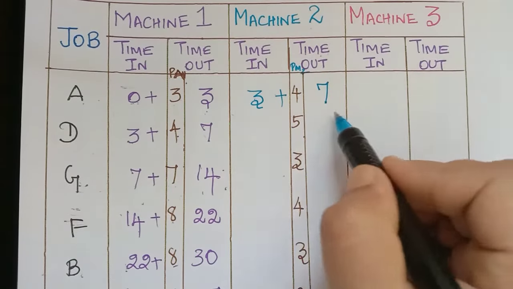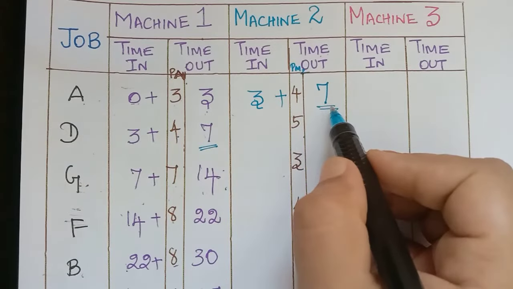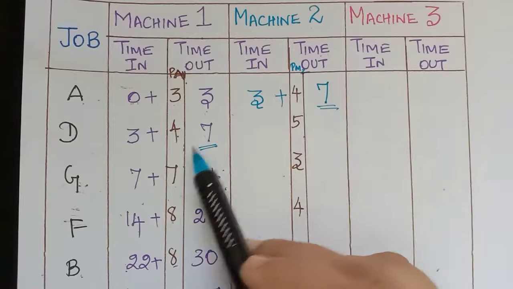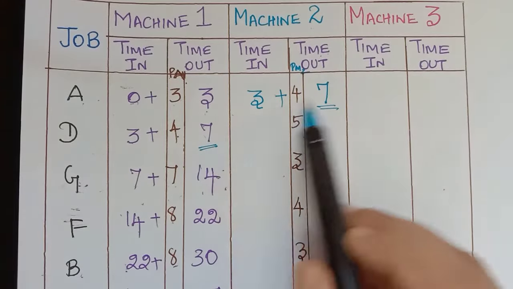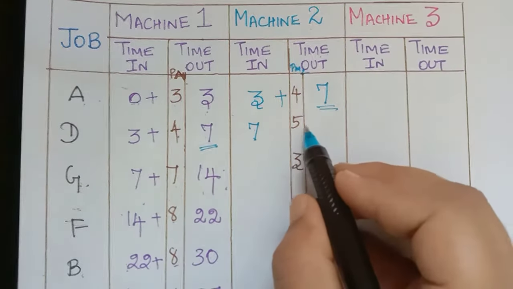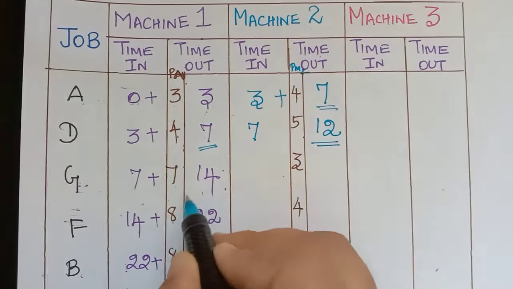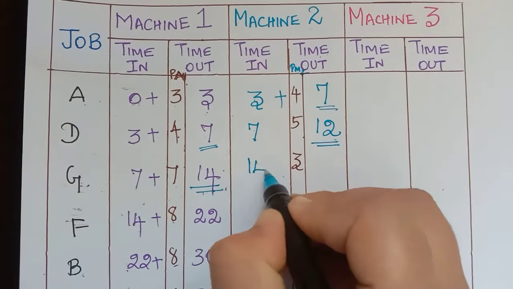Now we have to check which is maximum. Out of these two, which is maximum, we have to check and write here. But here both are the same, so 7 we have to write. Next is 7 plus 5, which will be 12. Then we have to check for this and this. Which is maximum? 14 is maximum. So that 14 we have to write here.